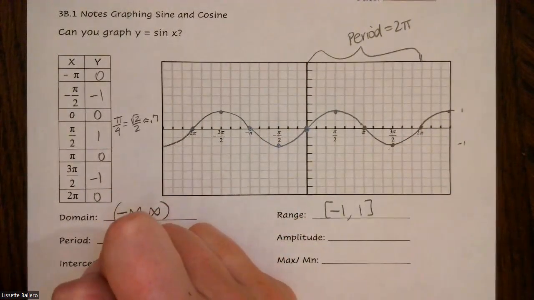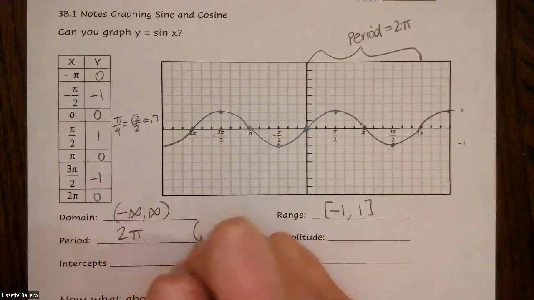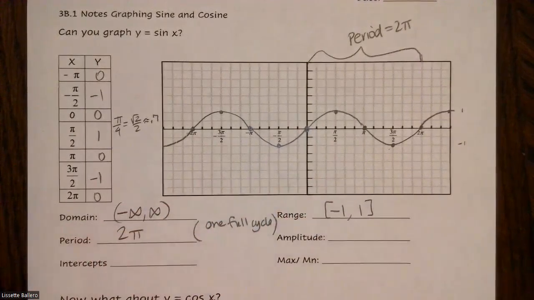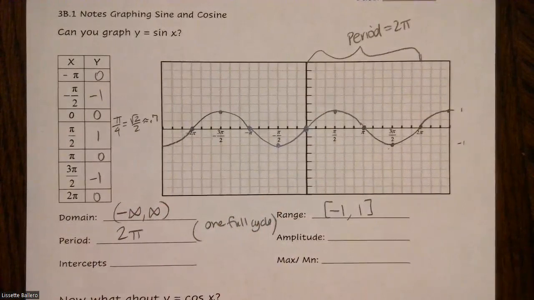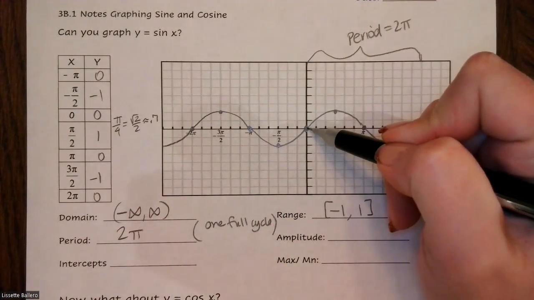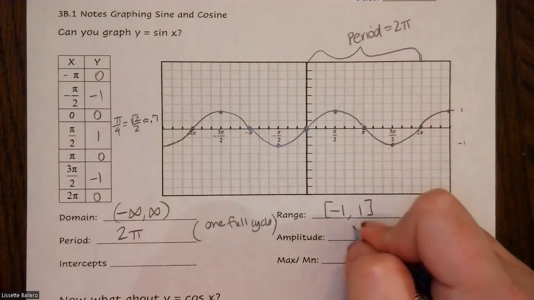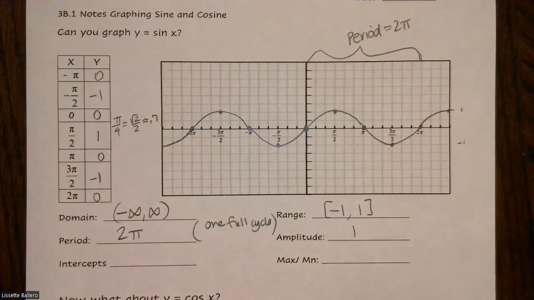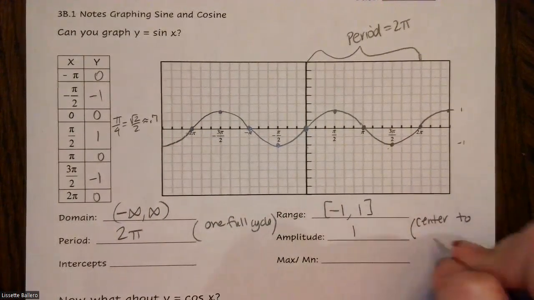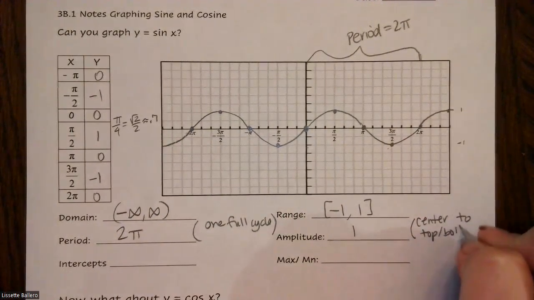All right, the period we just said was 2 pi, and that is one full cycle. The amplitude of the sine and cosine graph is from the center to the top of the graph and the center to the bottom of the graph. So in this case, the amplitude is 1. Right on there, center to top or bottom.